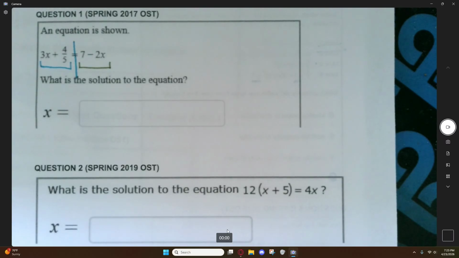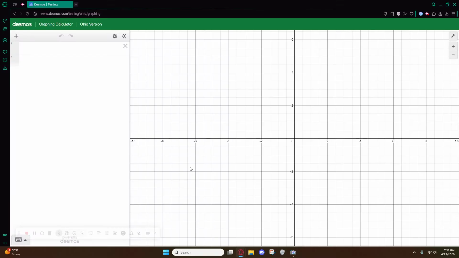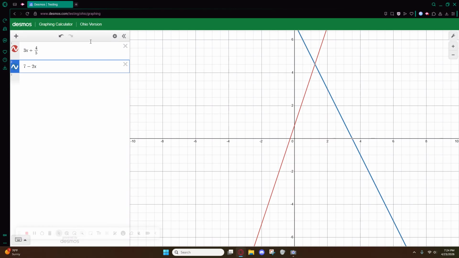So, let's talk about what this will look like. I'm going to go into Desmos. We're going to put in our first equation, which was 3x plus 4 over 5. Then I'm going to put in my second part of the equation, which is 7 minus 2x. And it asks you, what is the solution to the equation?